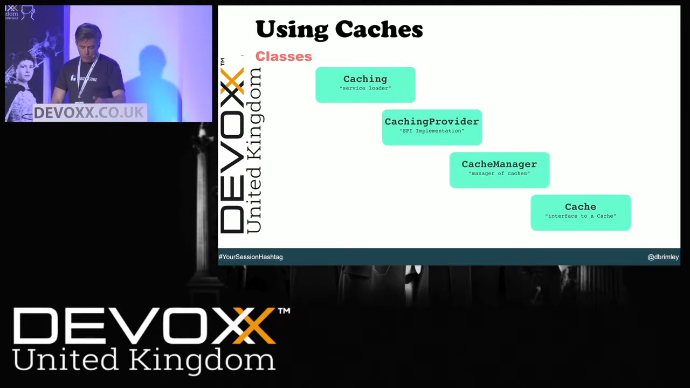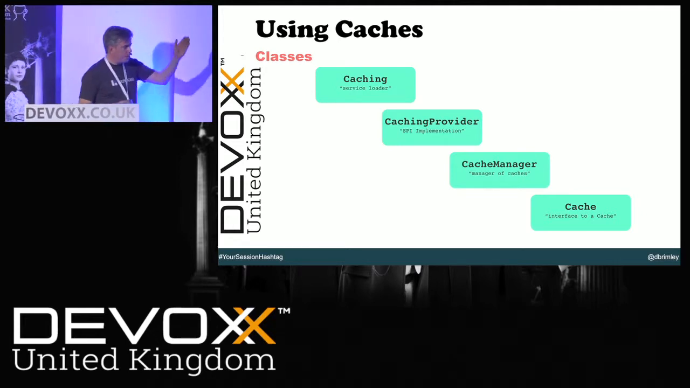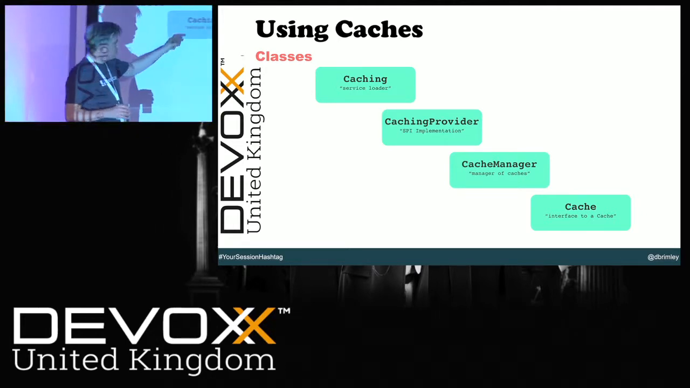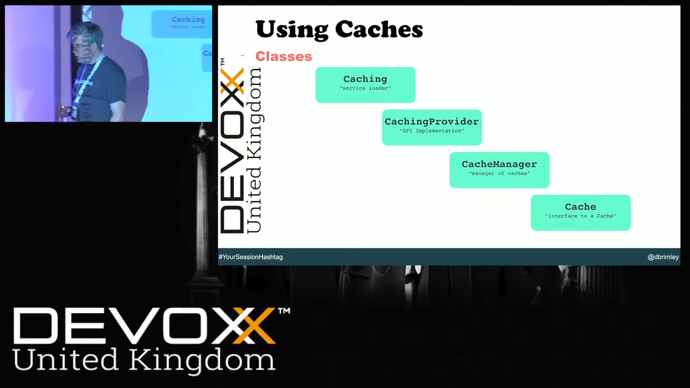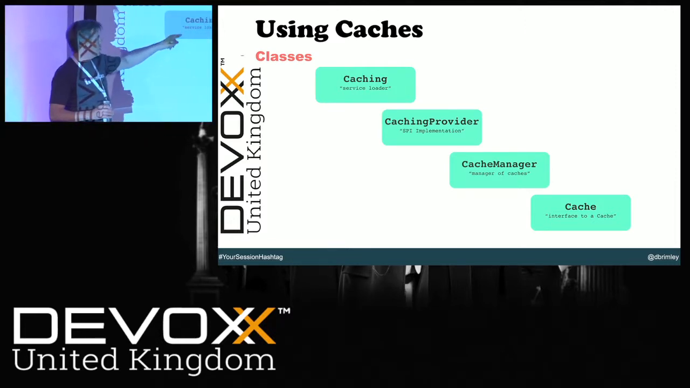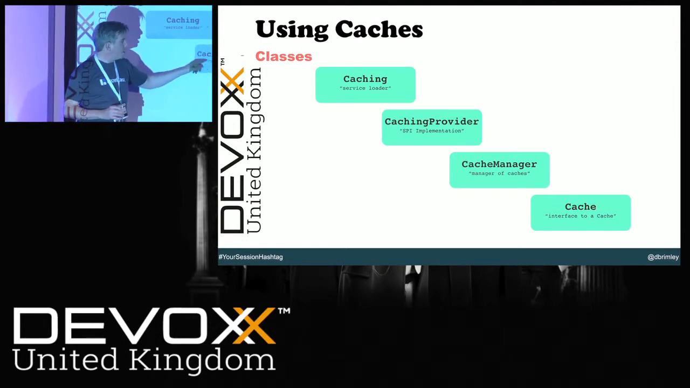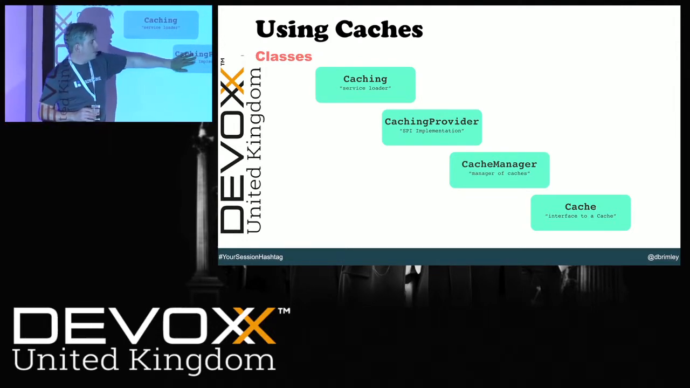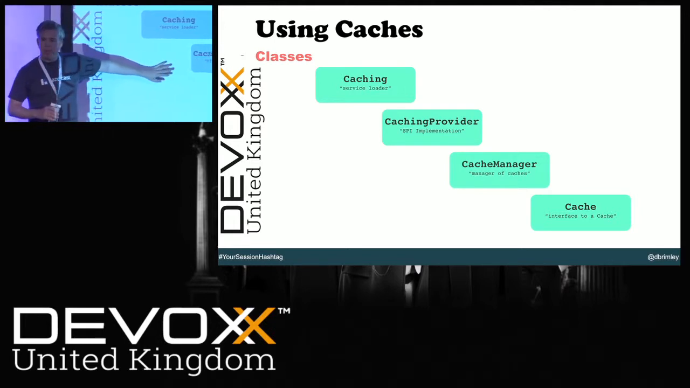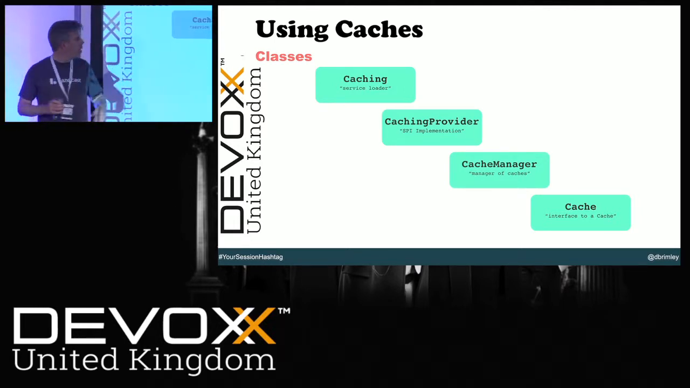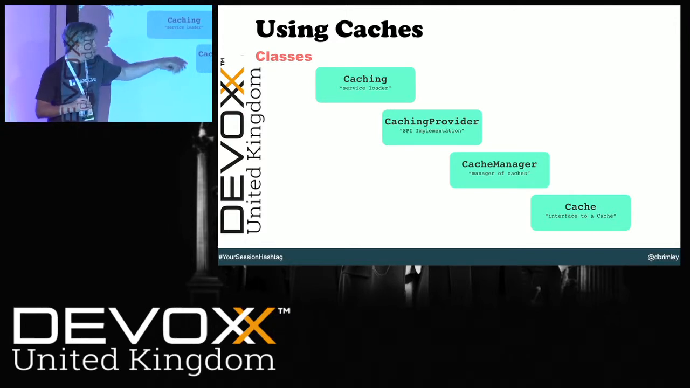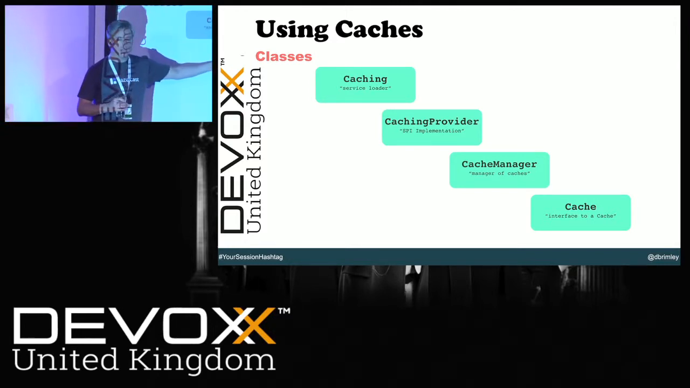So at a very high level, this is basically the classes that you would go down through to get to, ultimately, your cache object that you want to use. So the caching and the caching provider. The caching provider is where the vendor will implement against. Each vendor will have a caching provider, and Caching up here is how you would get your reference to the caching provider.